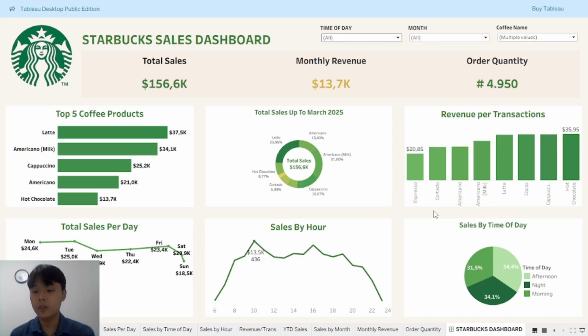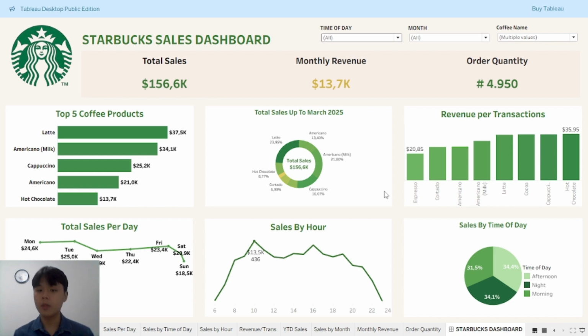But when you look at the revenue per transactions, it is very clear that hot chocolate generates the biggest revenue per transactions. However, hot chocolate lacks the sales volume for its revenue per transactions. This indicates that the market for hot chocolate are willing to pay more than other products.